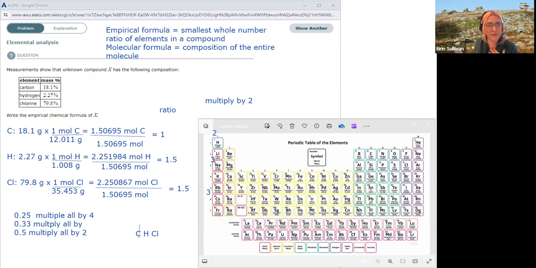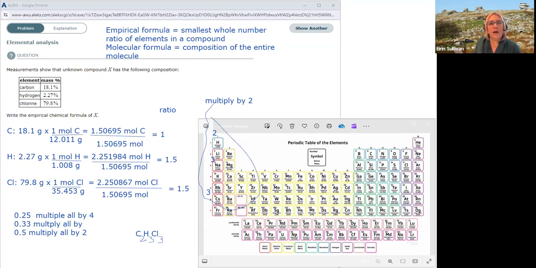C2. No, that's the wrong thing. Should be a subscript. C2H3Cl3. Oh, it's so hard to draw. Just to make sure you're getting that as subscript. So that's coming from this ratio right here.